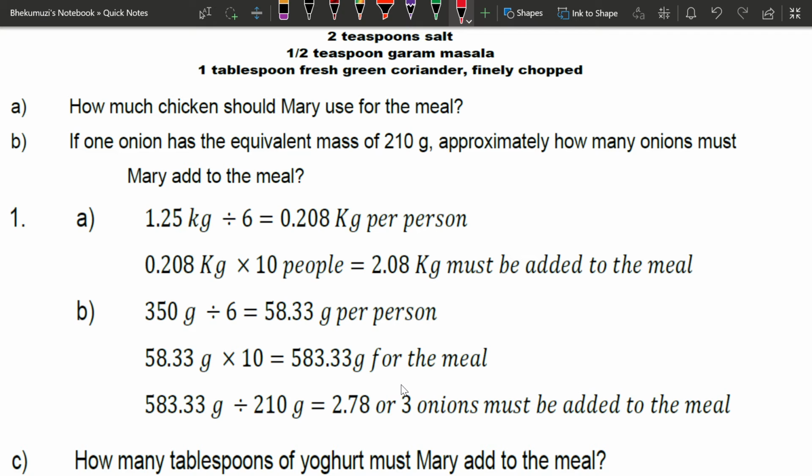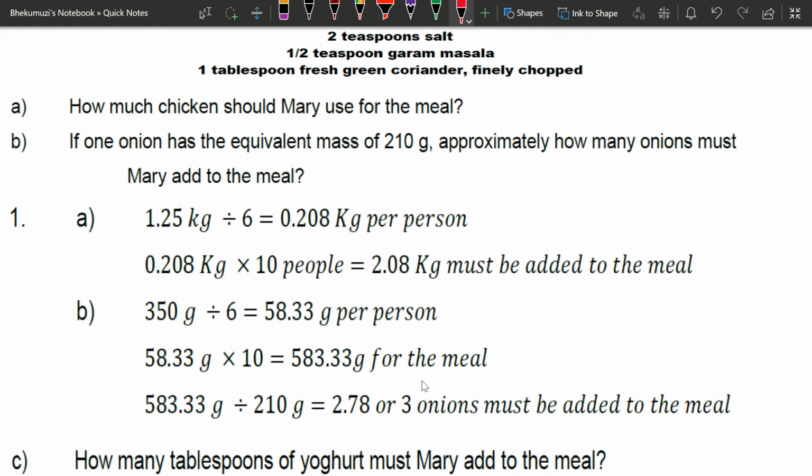But now, the question said, remember, how many onions must Mary add to the meal, right? So now we know that for an equivalent one onion, it's 210 grams. Therefore, this 583.33 grams, we must divide by the 210 grams, and then we get 2.78. But because it's an approximate, when you buy it, I don't think you can actually get a 0.78 onion. So, in actual fact, the final answer here should be 3 onions.